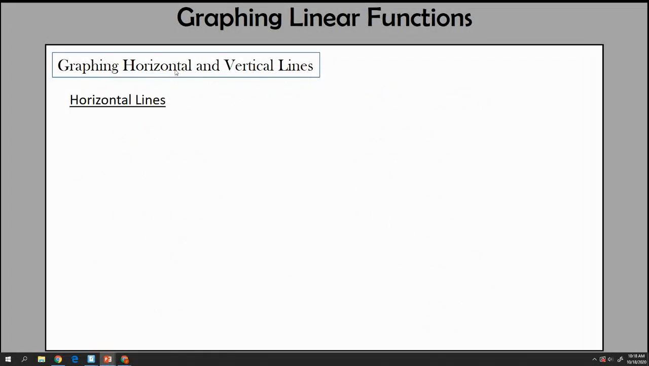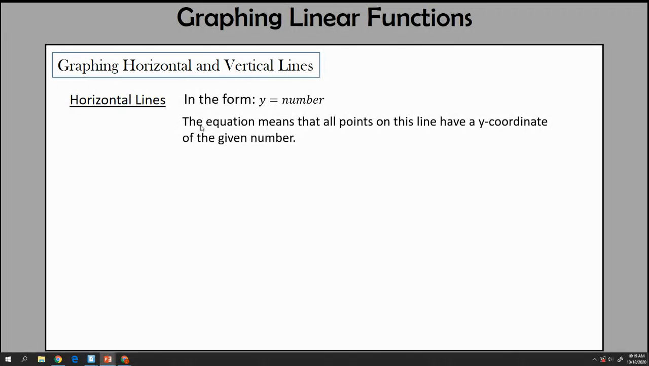yourself. Okay, the last concept for today is to graph horizontal and vertical lines. Okay, these are unique. Usually we have a slope and our line is sloped up or sloped down. Horizontal lines, guys, always look like this. Y equals a number. Y equals 2, y equals 7, y equals -8. It's just a y. There's no x. Y equals a number. The equation basically means that all points that are on this line have a y coordinate of this number. Okay, whatever that number is, all of them have a y coordinate of that number.